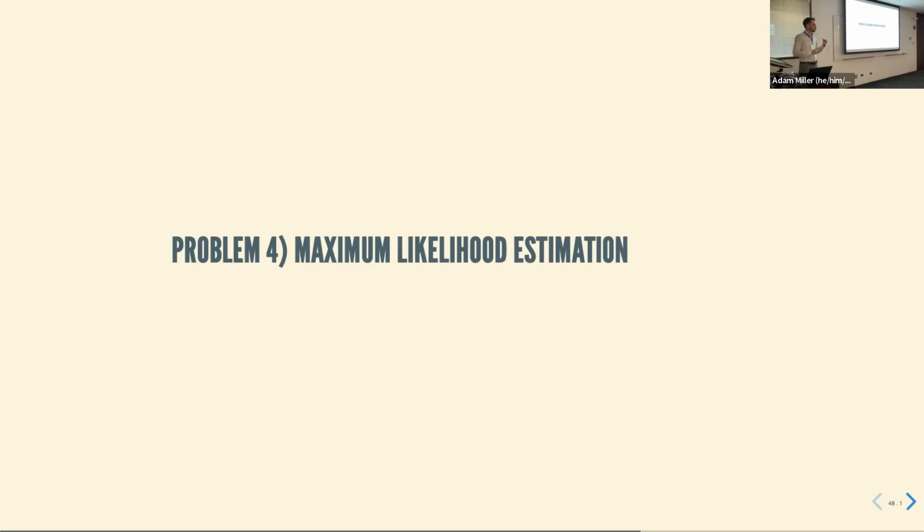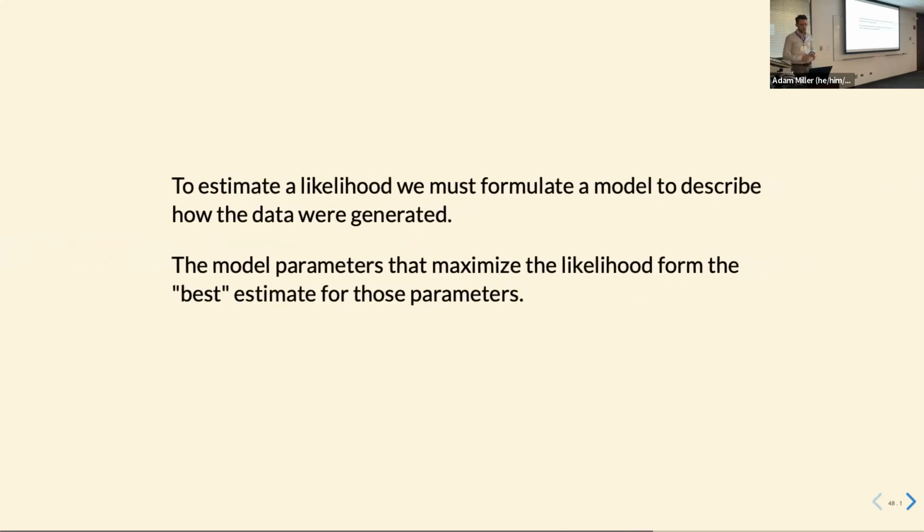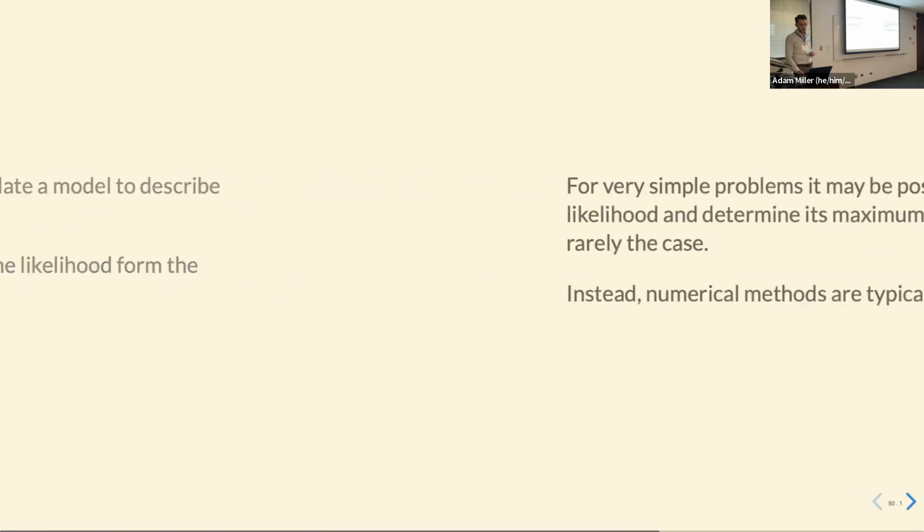All right, so we've talked about likelihood and how we can look at collective probabilities over all of our observations to try and understand what is a best model. Now I want to talk about how we actually maximize the likelihood. In order to do this, we actually have to start with coming up with some model that describes how the data were generated. And this can be as simple as just what is the relationship between y and x. The model parameters that provide the largest value of the likelihood are the best estimate for those parameters. That is the maximum likelihood estimate.